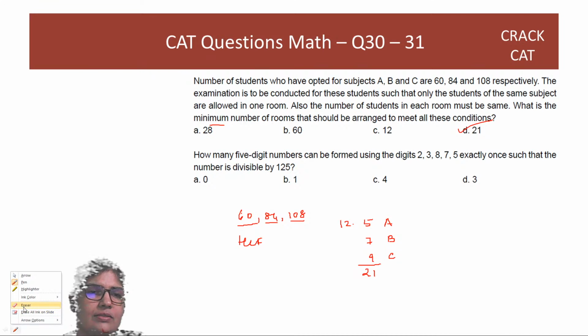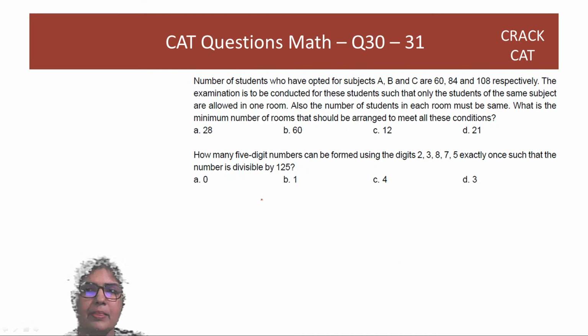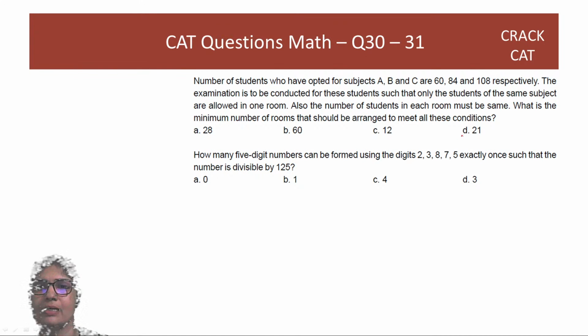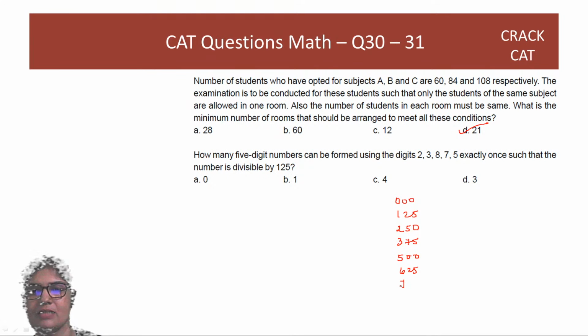How many 5-digit numbers using the digits exactly once such that the number is divisible by 125? Now if it is divisible by 125, it can end in 000, 125, 250, 375, 500, 625, 750, 875. Now out of these, the 0 ones won't work. The ones ending in 25 won't work, since 1 is not available and 6 is not available. So it is 375, or it is 875.